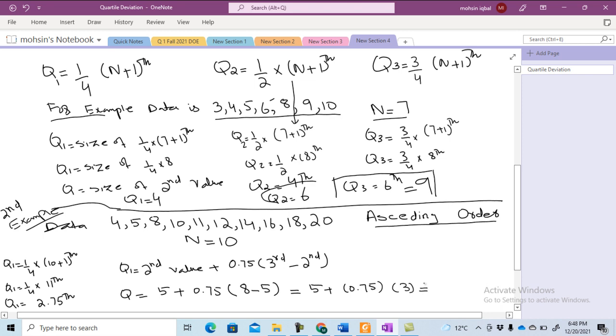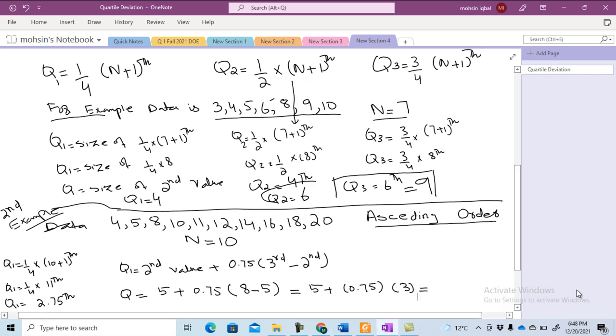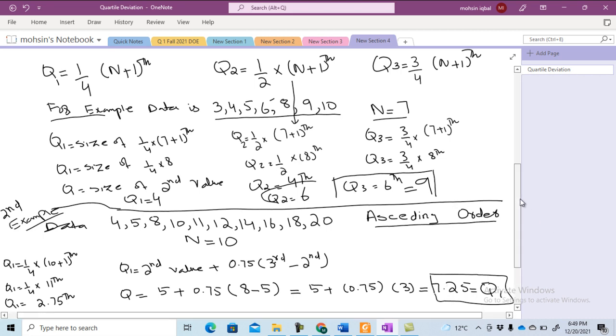When we calculate it, I got 7.25 as my first quartile. This is equal to Q1, my first quartile. I hope people understood. Now I am going to calculate Q2 and Q3. The formula for Q2 is this and for Q3 is this.